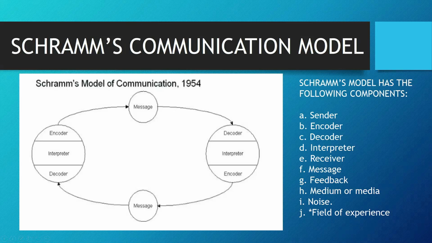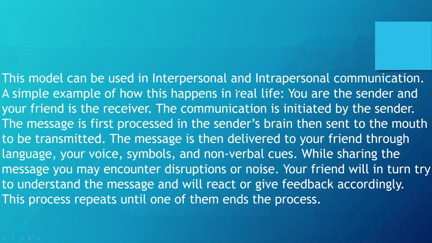And according to Schramm's communication model, this model can be used in interpersonal and intrapersonal communication. Just like what I said a while ago, interpersonal means when two persons are communicating with each other. Another is intrapersonal communication, meaning you are communicating with yourself. So you can be the receiver or the sender, and in interpersonal communication, your friend can be the receiver and the sender, and you can be the receiver and the sender also.